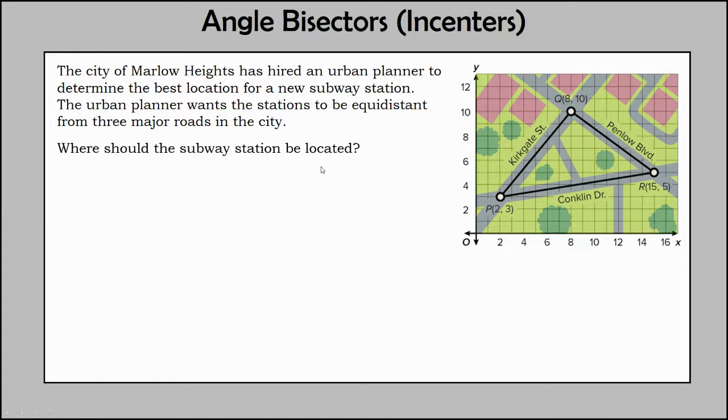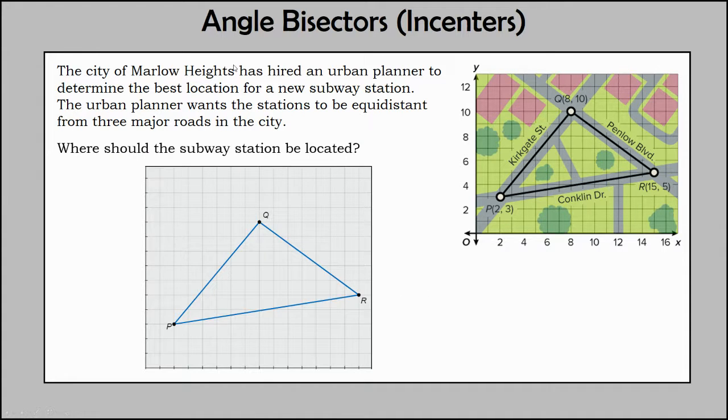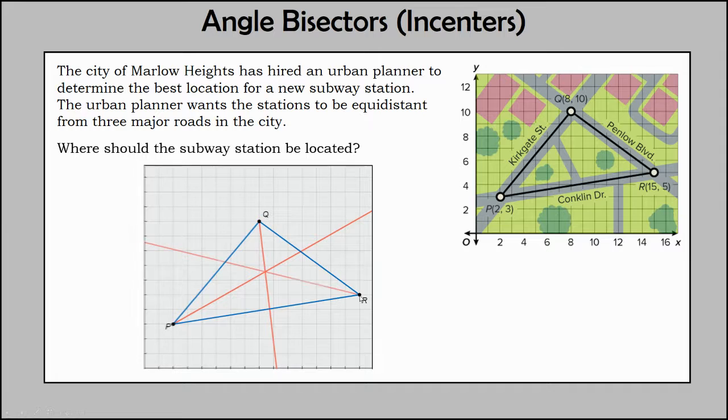Where should we locate this thing? Well, we want to locate this at the incenter of this triangle. To find the incenter of the triangle, I have to do the angle bisector for all three angles. So here is the angle bisector for P, and then we'll do the angle bisector for Q, and then the angle bisector for R. Notice that when you put in all the angle bisectors, they meet at a point right here, point S. Point S is the incenter for the triangle. It's the intersection of the three angle bisectors.